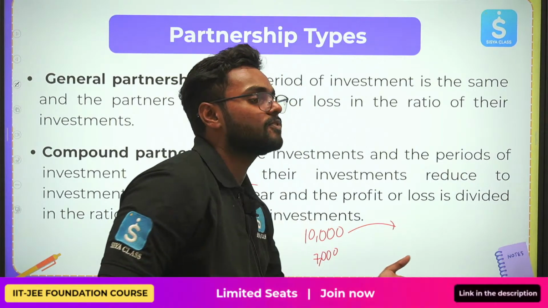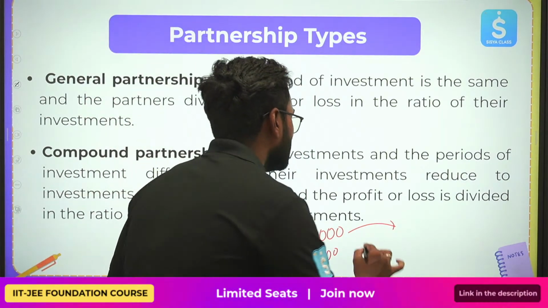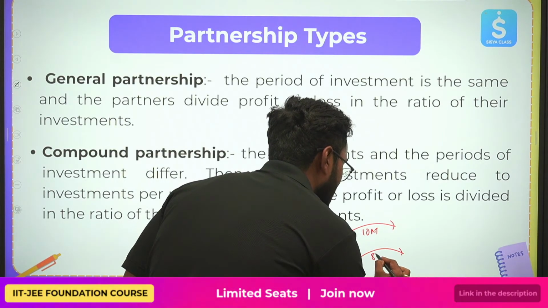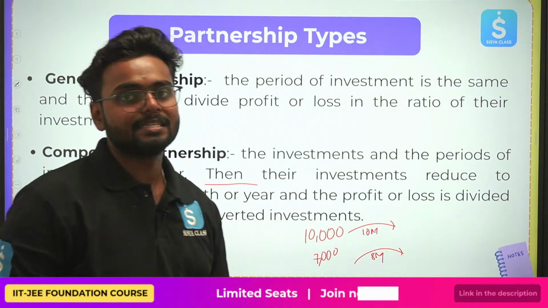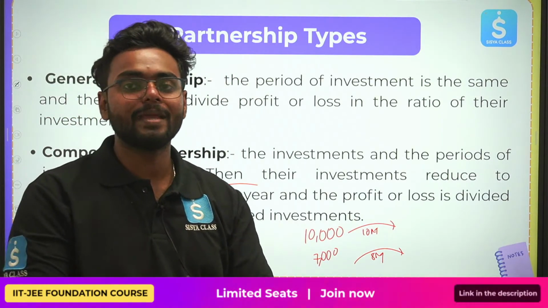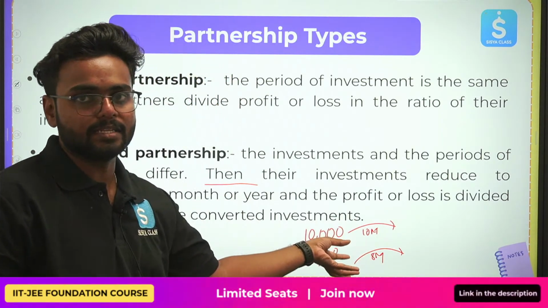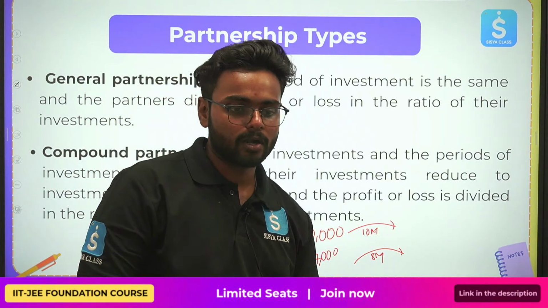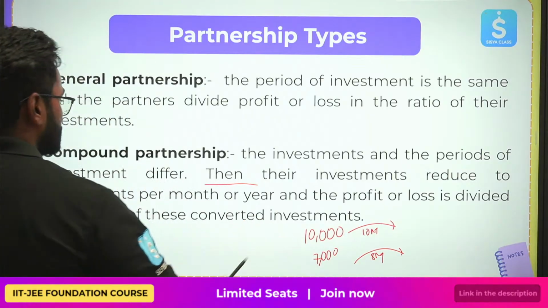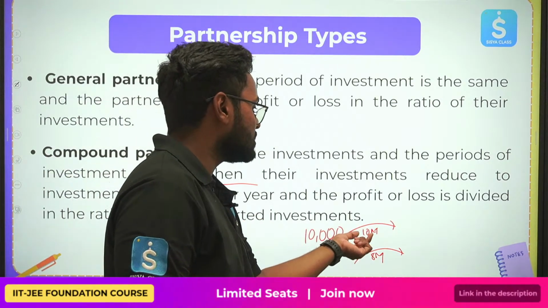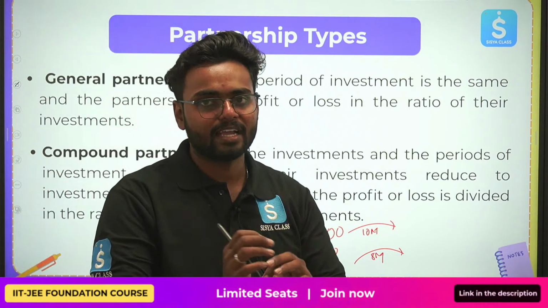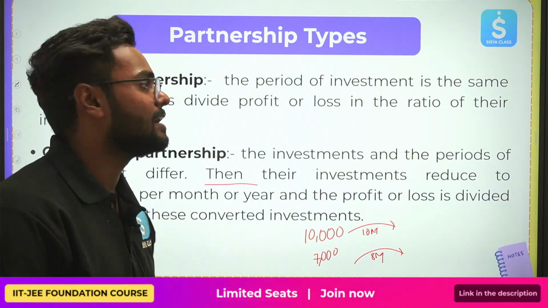I have invested earlier. It has been 10 months since I invested, and he has been investing for the last 7-8 months. So since I have been investing more and he has been investing less, the final proportion would be calculated on these properties, where time period is an important factor, right? The profit and loss is divided in the ratio of these converted investments. So with 10 months and 8 months, the amount will be converted into the right fractions, and I will be getting the profit or loss in that proportion.